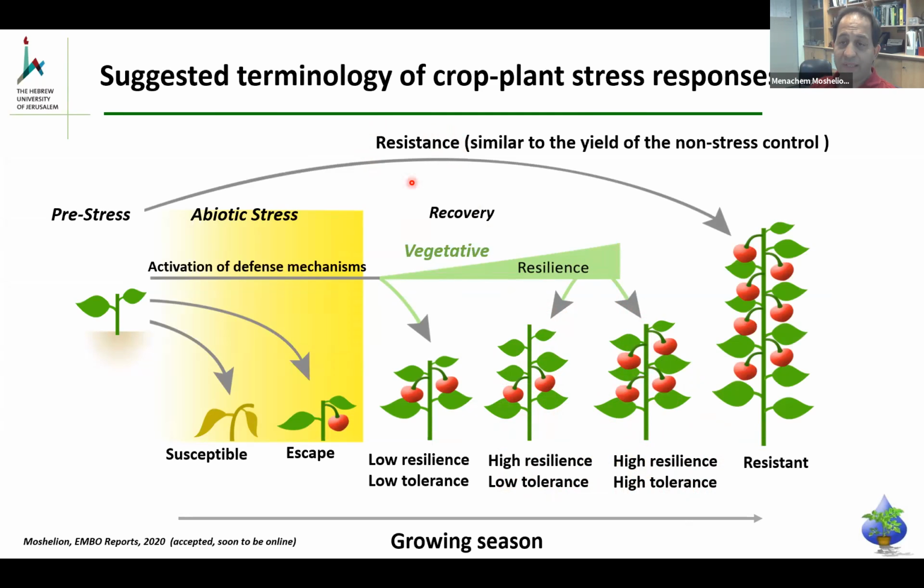Resistant, whatsoever, actually means no stress at all. So we can say that resistant plants will show a similar yield to the non-stress control. In drought, we don't know of any phenomenon like this. There are some plants that are resistant to disease or resistant to salinity, but not to drought. Drought will always have some yield penalty. So these are the suggested terminology that I would like to use, and I will use them also during this talk.